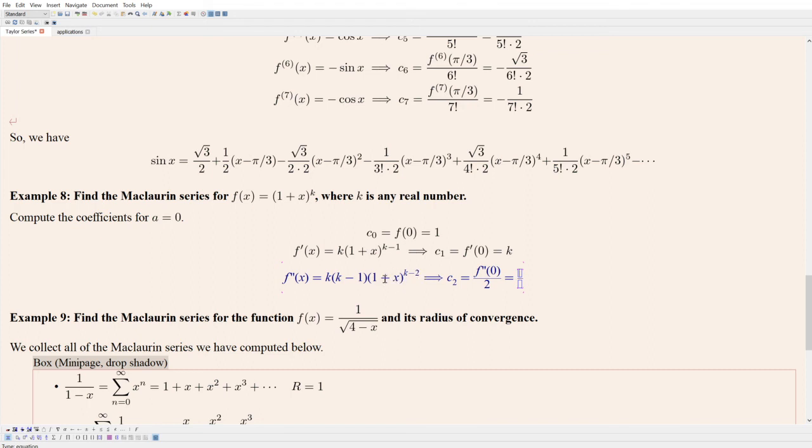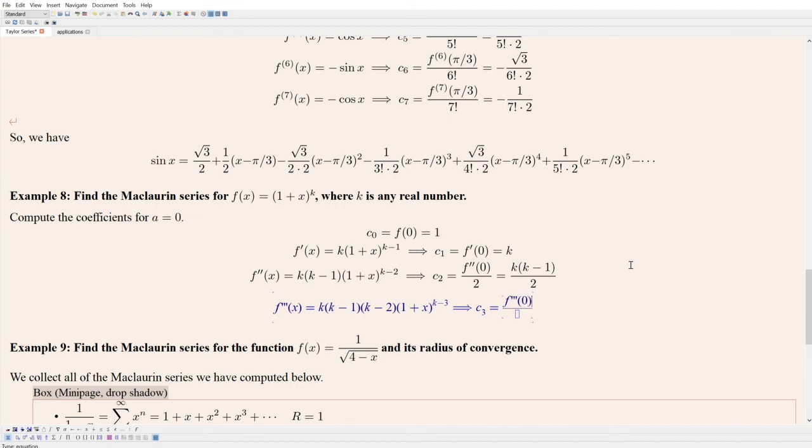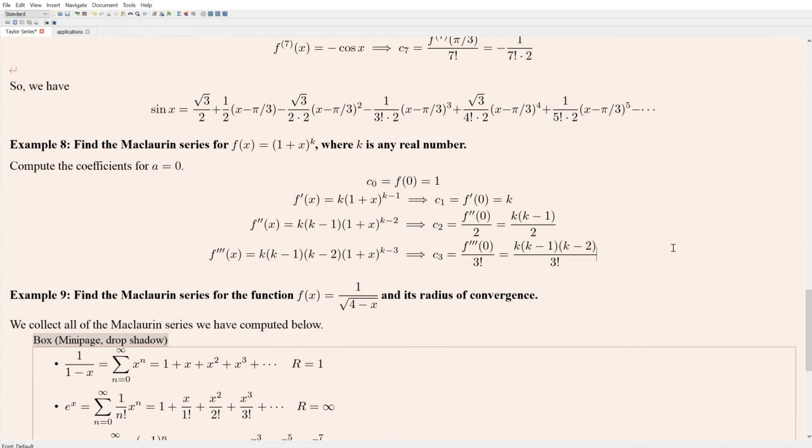Well, I think we can already start seeing the pattern, because when we plug in 0, this latter term is always going to end up being 1. So we're really just taking the product of these terms that accumulate out in front, over 2. But let's do a few more. The next one is going to be k times (k minus 1) times (k minus 2) times (1 plus x) to the power k minus 3. As I said, plug in x equals 0, and it's just the accumulating k terms that are kept. And let's do one more.